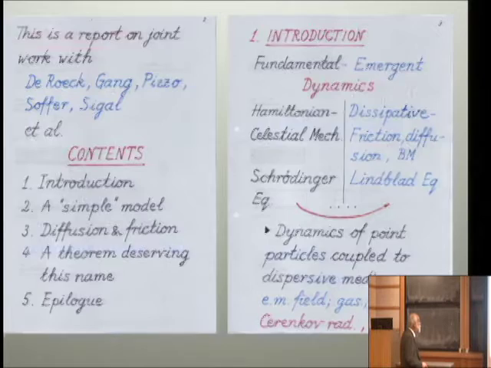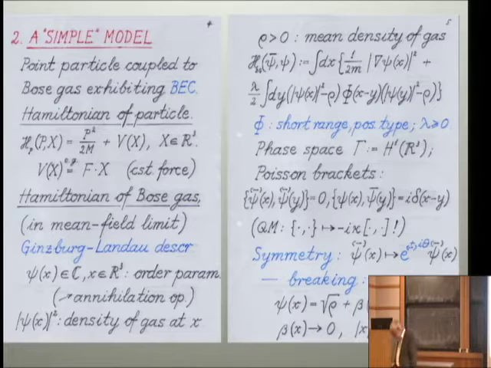All right. So here is a simple model. I consider the system consisting of a particle or several particles interacting with, say, a quantum Bose gas in the mean field limit. The mean field limit is a limit where the interactions between the particle and the Bose gas and also among the atoms in the Bose gas are very weak, but the density is very high. In this limiting regime, the dynamics becomes classical Hamiltonian dynamics.